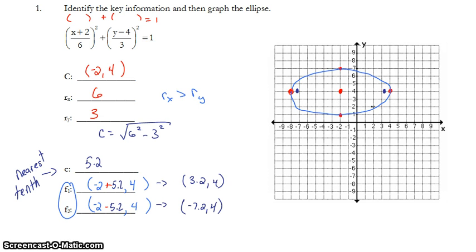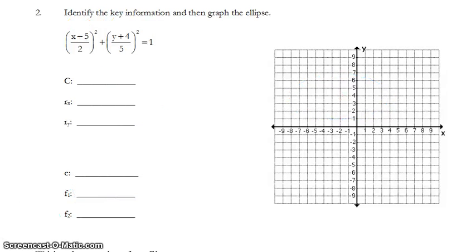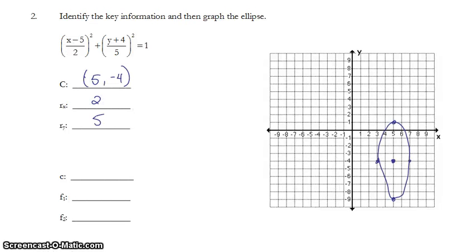Go ahead and try example 2, please. So our first 3 pieces of information: center at 5, -4, x radius of 2, y radius of 5, makes this a vertically elongated ellipse, and I can go ahead and graph that now. Go ahead and make sure you understand how to find C and your foci, plot those, check your work in a second.